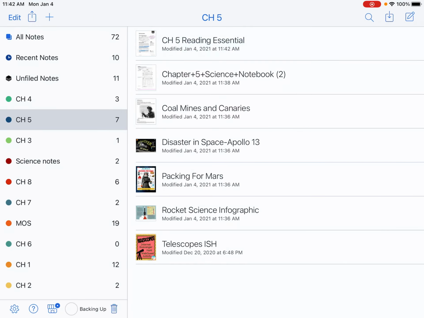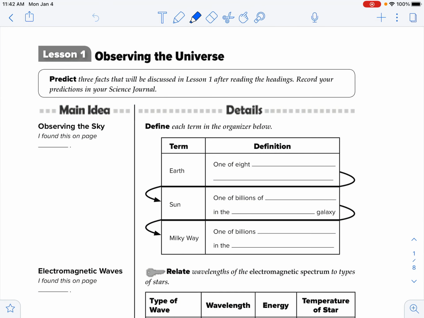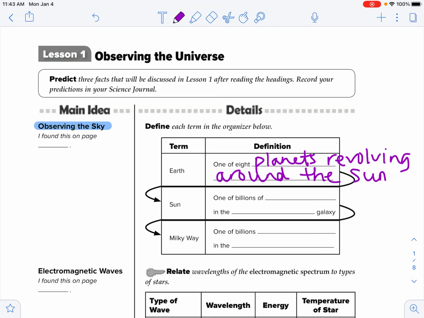All right, so let's stop there and go over to our science notebook. Observing the night sky is the section we just read. So Earth is one of 8 what? It's one of 8 planets revolving around the sun. And that comes to the sun. The sun is one of billions of stars in the Milky Way galaxy. And that comes to the Milky Way, one of billions of galaxies in the universe.